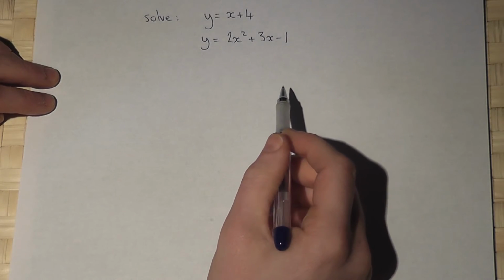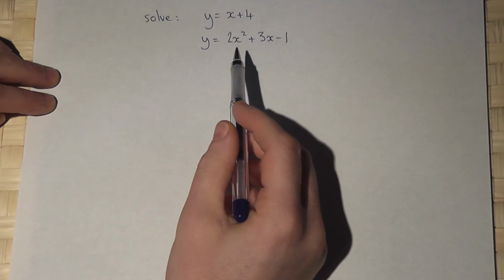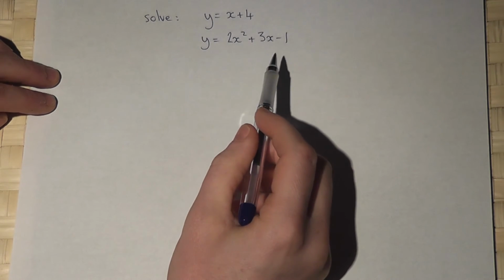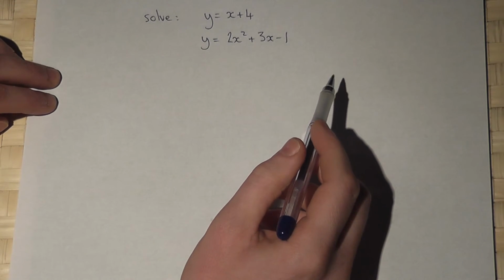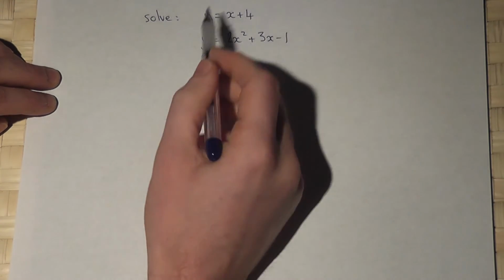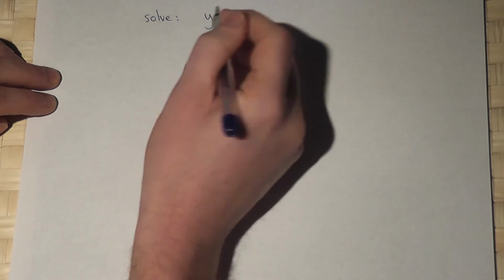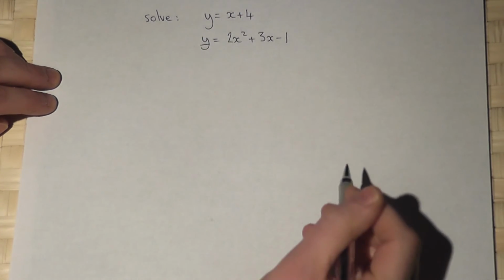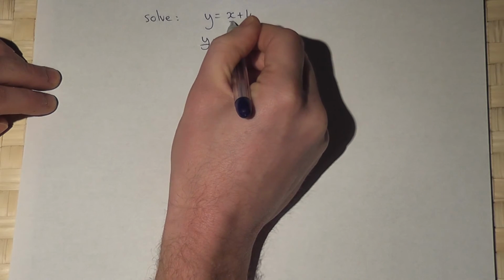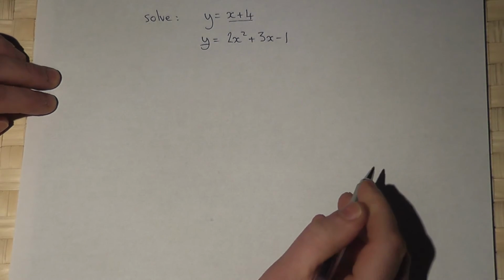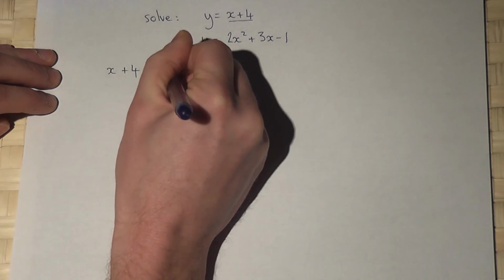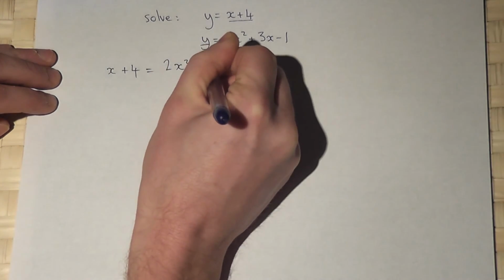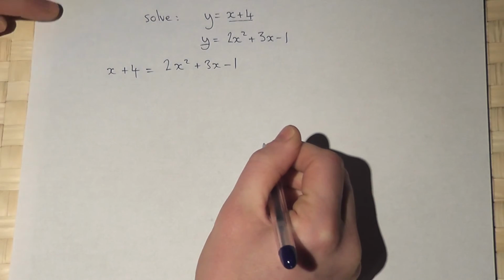In this question we're asked to solve two simultaneous equations, both of the form y equals. Now the method here is to substitute, because I know that y equals x plus 4. So this y here can be replaced by x plus 4. So I get x plus 4 equals 2x squared plus 3x minus 1.